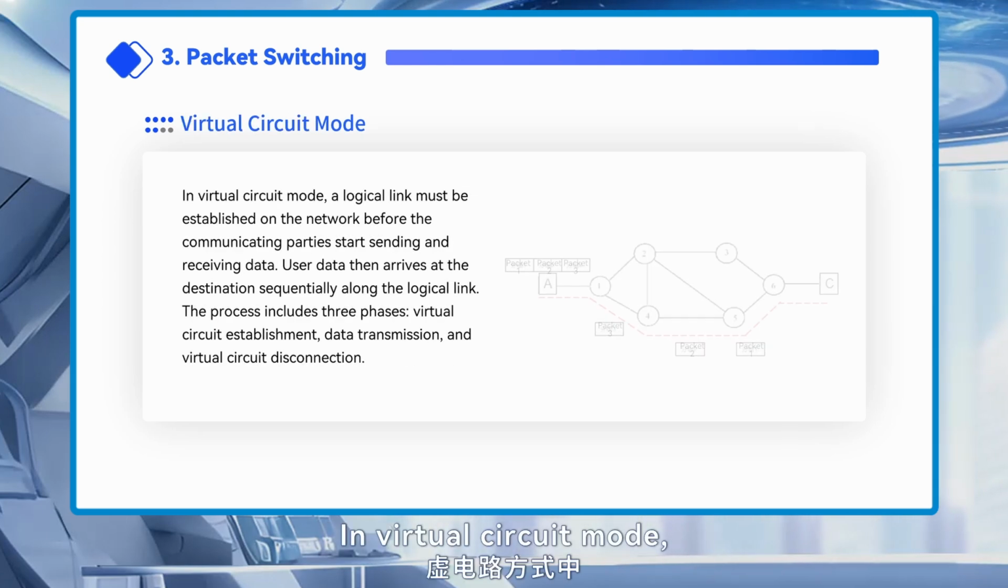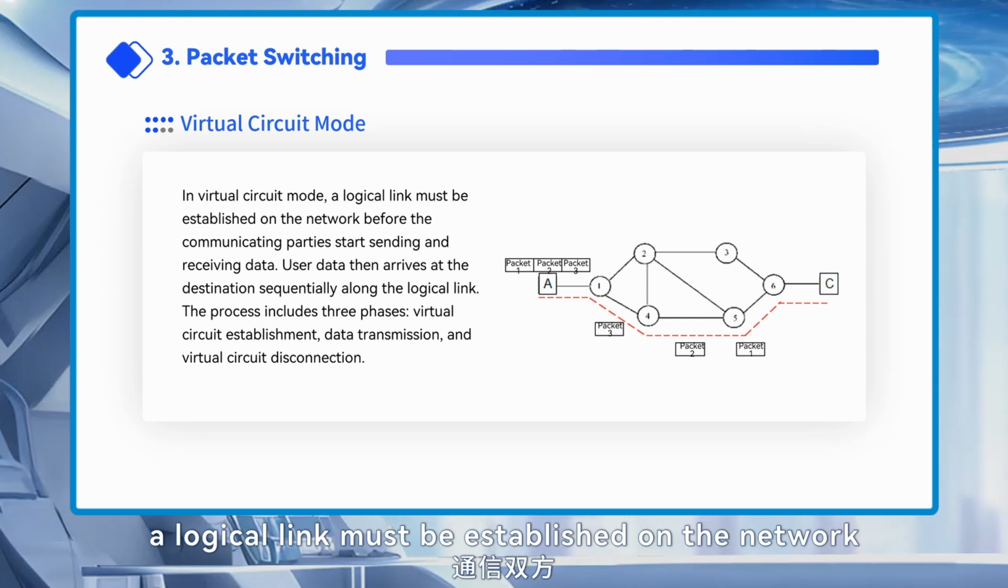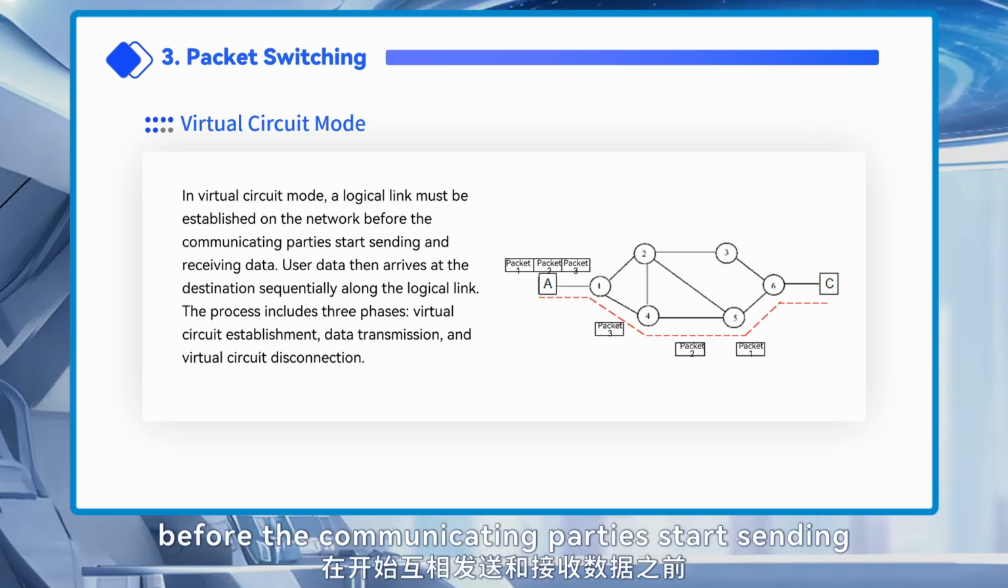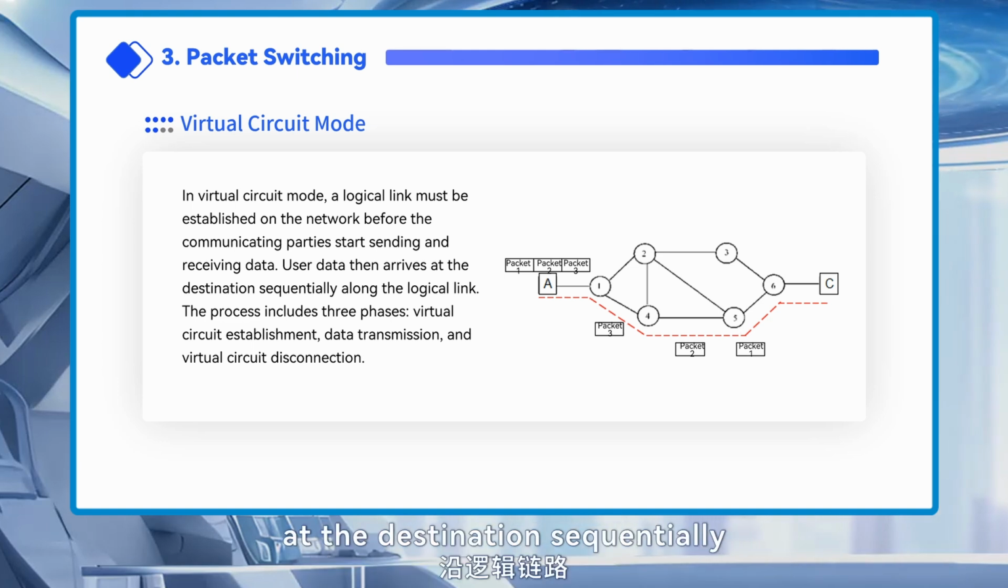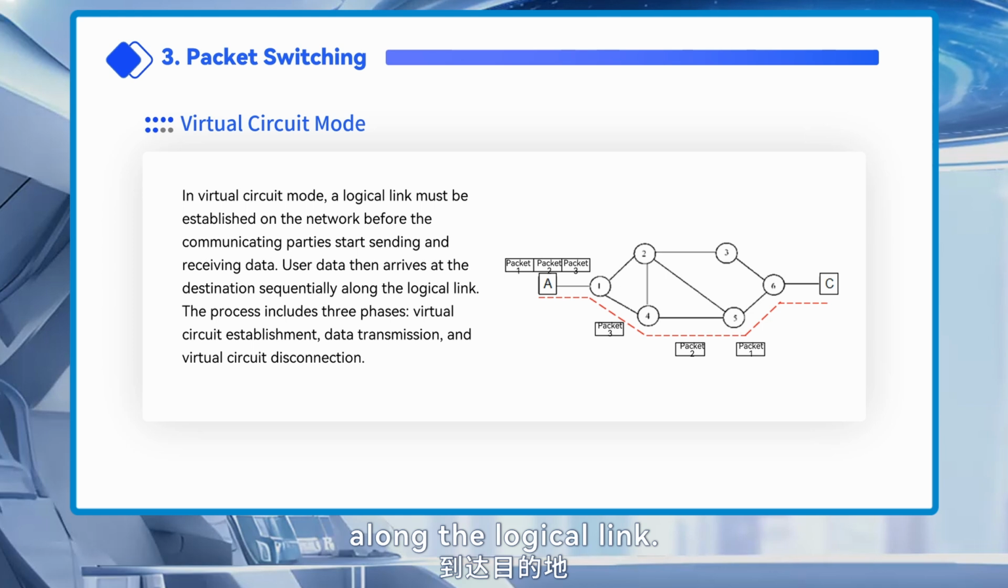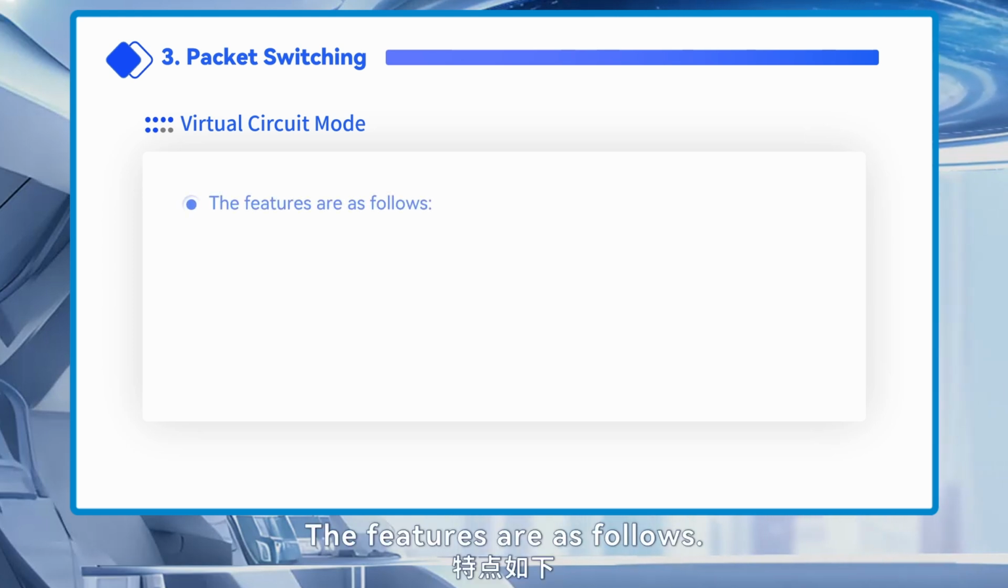In virtual circuit mode, a logical link must be established on the network before the communicating parties start sending and receiving data. User data then arrives at the destination sequentially along the logical link. The features are as follows.